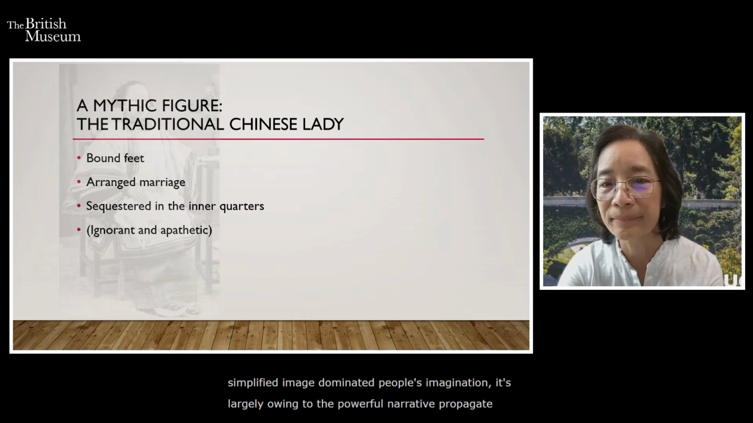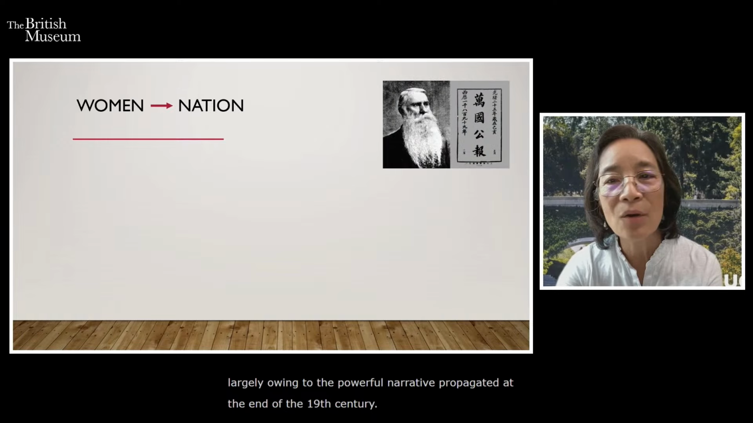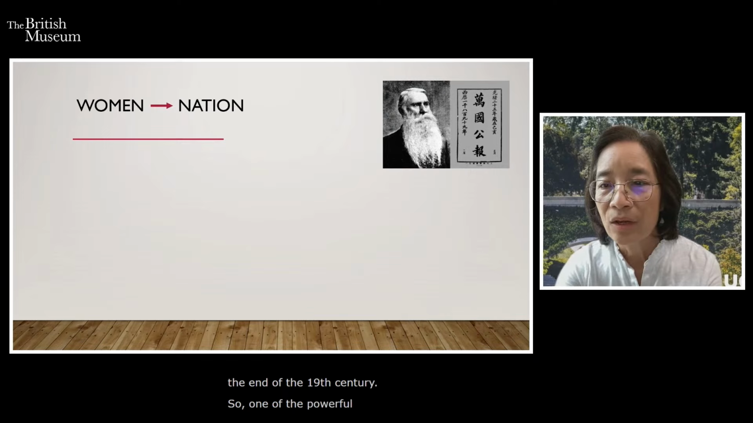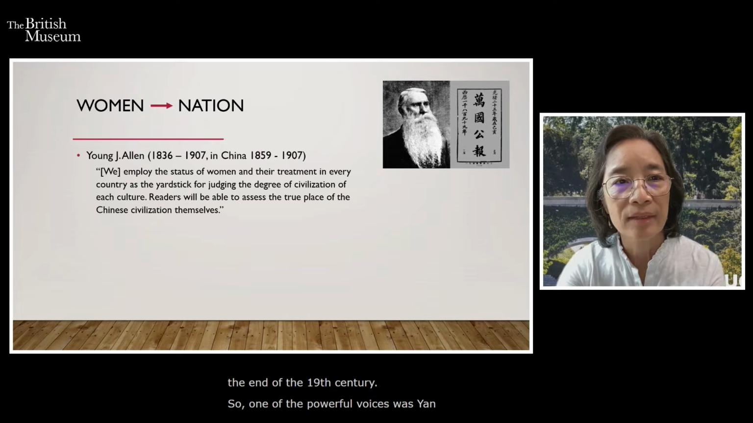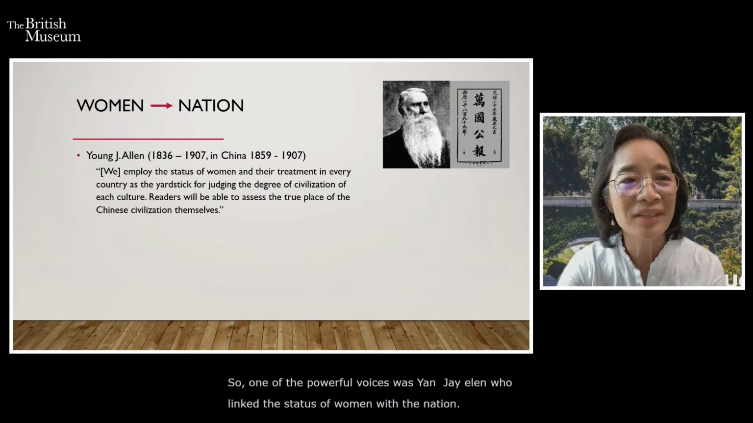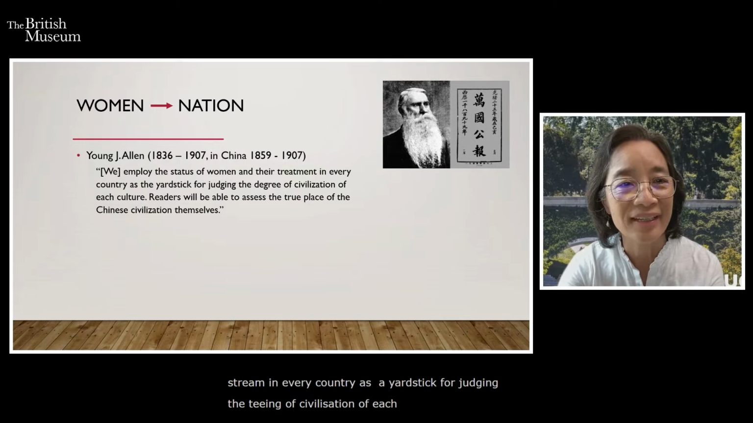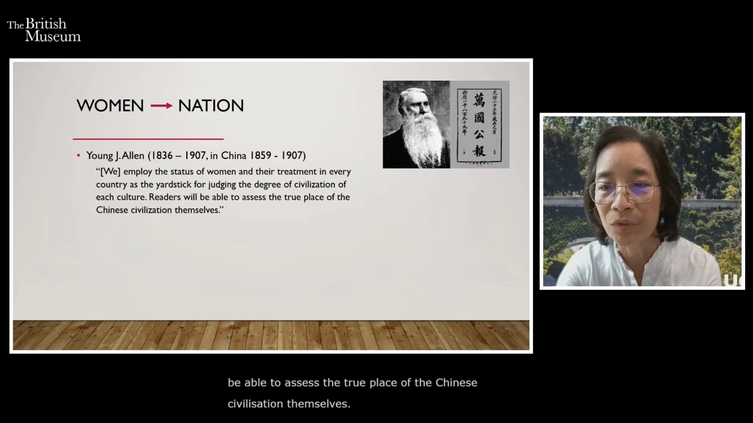So one of the powerful voices was Young J. Allen, who first linked the status of women directly with the nation. So he says, we employ the status of women and their treatment in every country as a yardstick for judging the degree of civilization of each culture. Readers will be able to assess the true place of the Chinese civilization themselves. This is in the preface of his book, A Survey of Female Customs in the Five Continents.